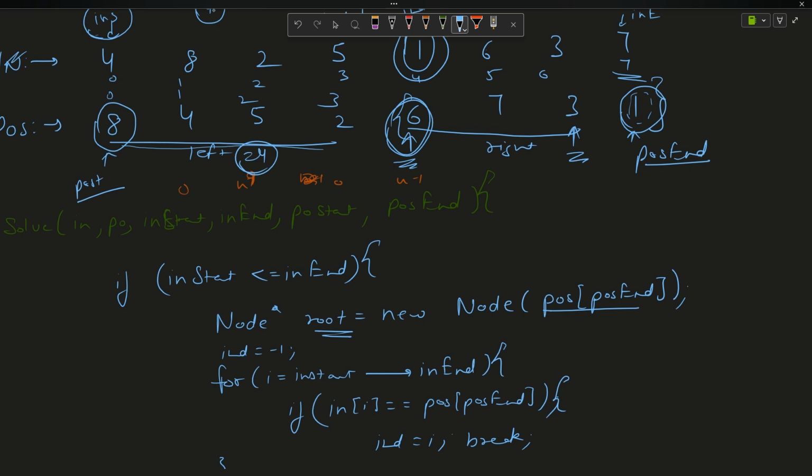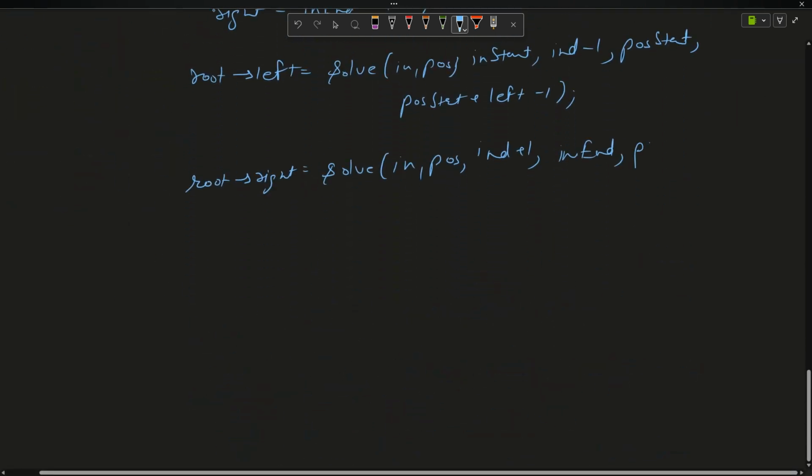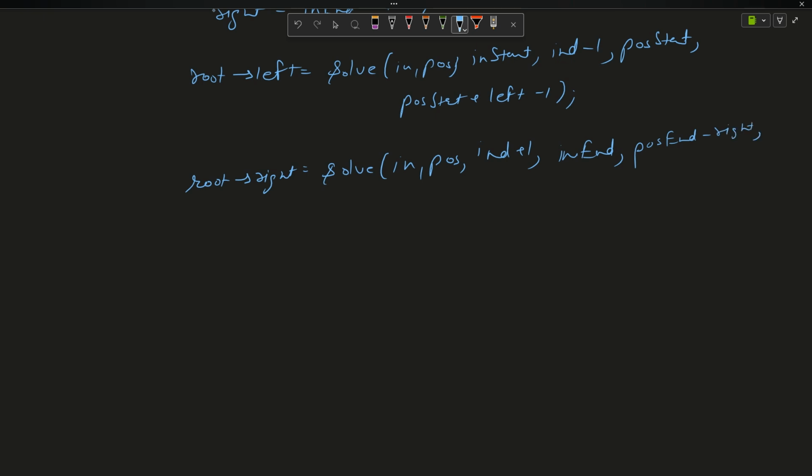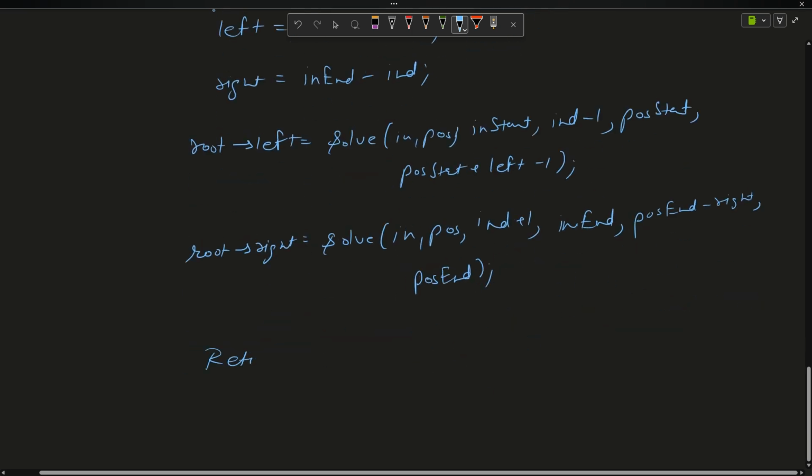So if I say this is pos end, this is pos end minus 1, this is pos end minus 2, this is pos end minus 3. What is the value in my right? It is 3. So I actually want pos end minus right. So pos end minus right, that is my new pos start for the right subtree. And what is the pos end? That is pos end. That is the same, right? Okay, so this will return me. After that, when both the subtrees have been done, I will say return root.